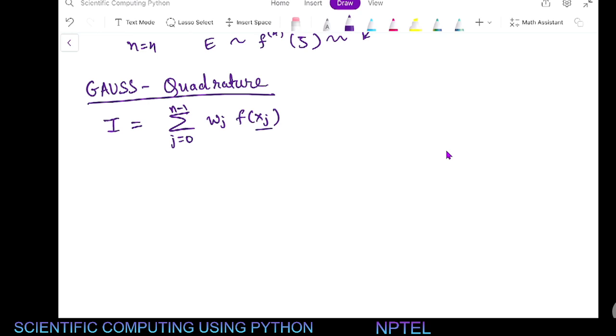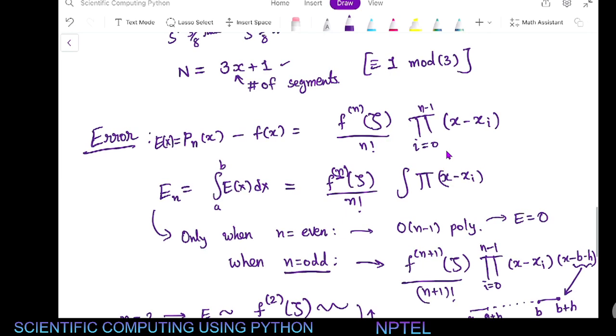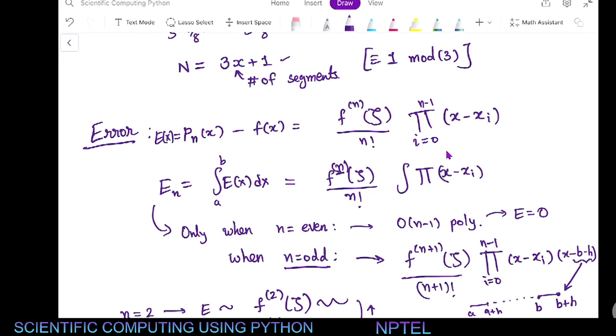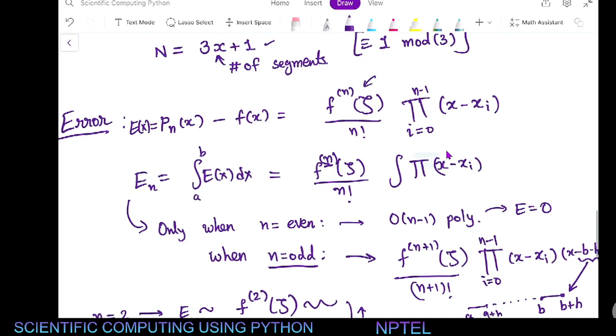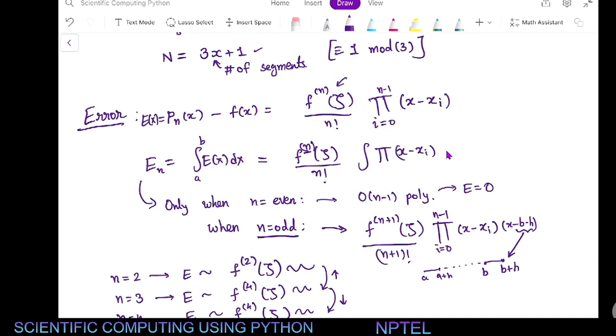When n is odd, the error is zero if the points are equidistant. The error is zero up to this order. That's why you need to go to higher order. So it's not actually zero. It's zero only if you use this formula, which is not valid. So this is the correct formula.